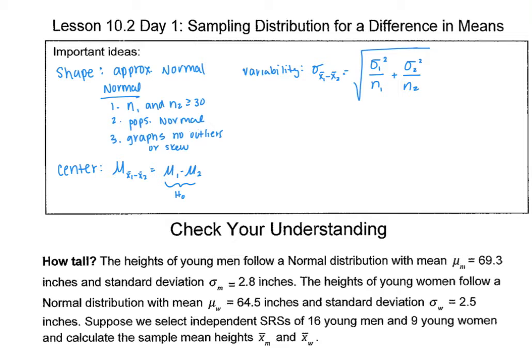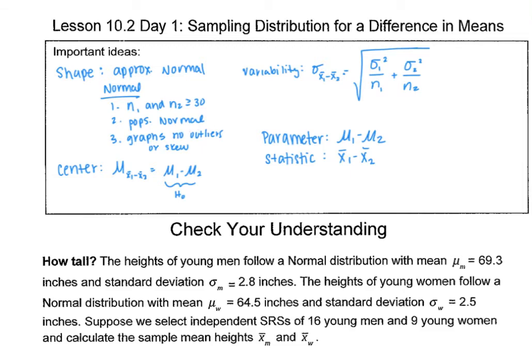And just as a reminder, the parameter of interest for a difference of means is going to be mu 1 minus mu 2. And the statistic we'll be using in this section for a difference between two means is x bar 1 minus x bar 2. So whenever we talk about a parameter, you should be thinking about the difference in the population means. And when we talk about a statistic, it's the difference in the sample means.